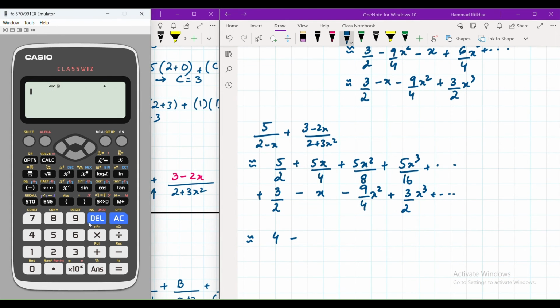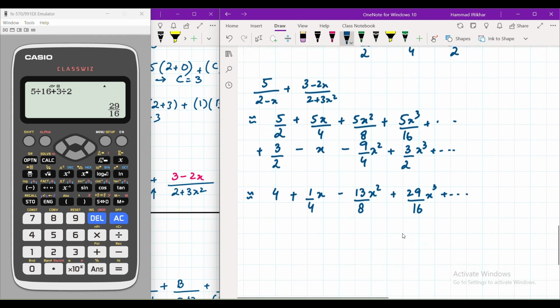The next one is 5 divided by 4 minus x, which is one coefficient, 1 over 4, so plus 1 over 4 x. Then we have 5 divided by 8 minus 9 divided by 4, minus 13 over 8 x squared. And then we have 5 divided by 16 plus 3 divided by 2. We get 29 over 16 x cubed. All right, and that's your expansion.